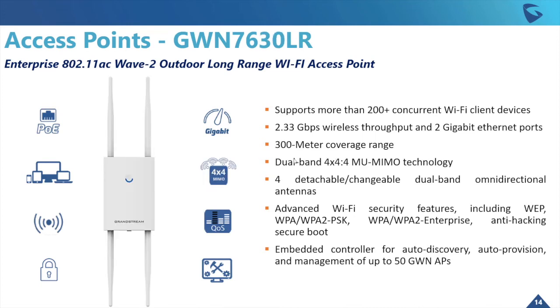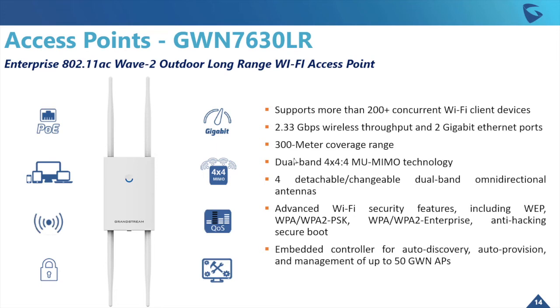And the third model in the outdoor access points is the GWN 7630. So this model supports 802.11ac Wave 2. It provides wireless connection to more than 200 concurrent Wi-Fi clients and an aggregate throughput of 2.33 gigabits per second. It has dual gigabit ports, and one of them supports PoE. With the 4 antennas, you can get up to 300 meter coverage range.